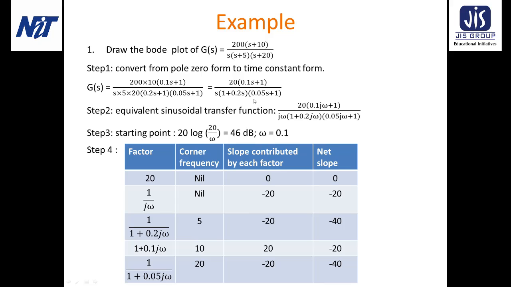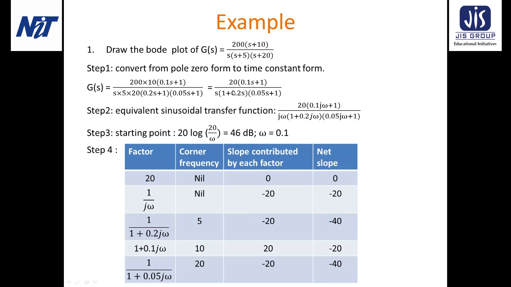So now we have to rearrange the terms according to the increasing order of the corner frequencies. So first we will take the term 20 and 1 by s or 1 by j omega in the equivalent sinusoidal transfer function form. So first factor is taken as 20, then 1 by j omega. Then we will write down the corner frequencies first. That is, the minimum one will be written as first, that is 5.